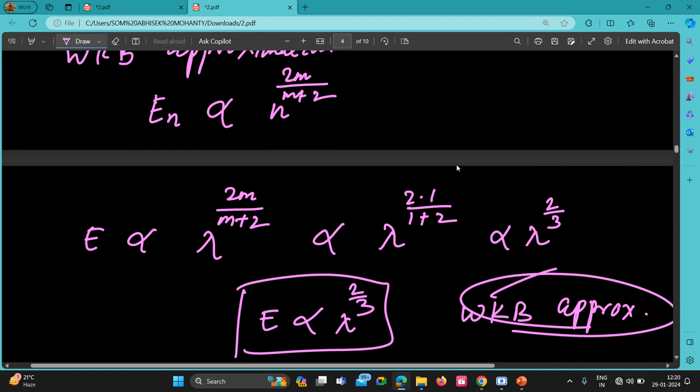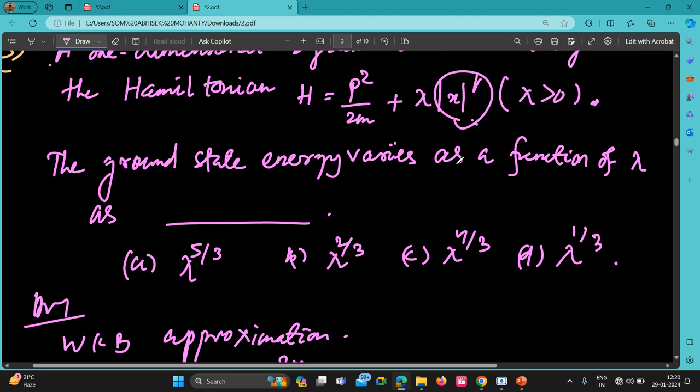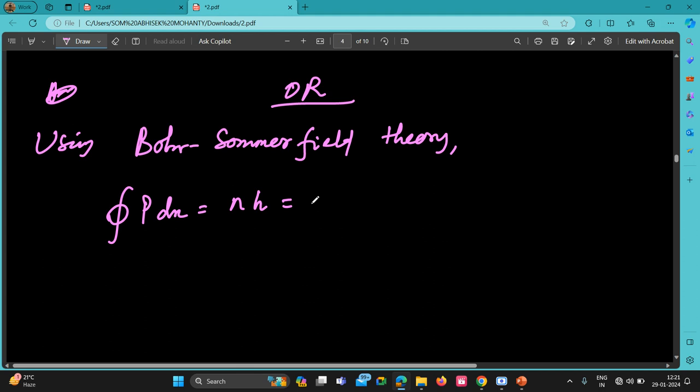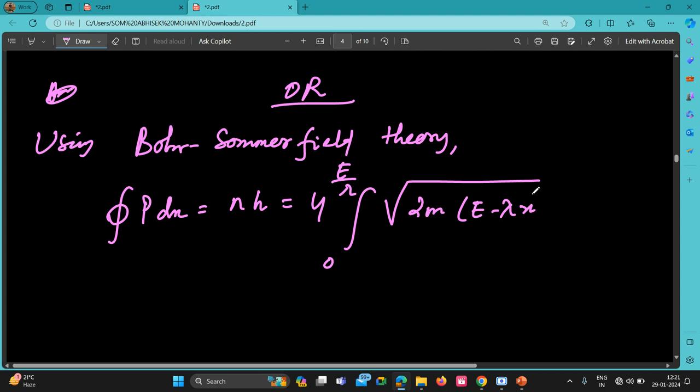See, if you don't remember the formula, if you want to do it the right way, that can also be done. We can solve it using Bohr-Sommerfeld theory. If you don't want to use a shortcut, the integral of P dx, if you remember, is equal to nh, which is 4 times the integral from 0 to E by lambda. E by lambda is your turning point. dx is equal to nh.